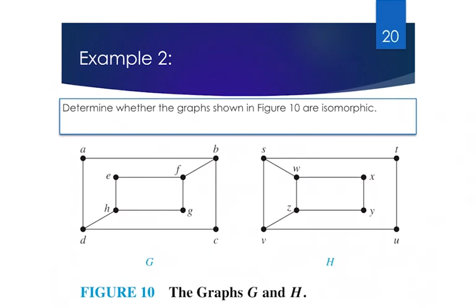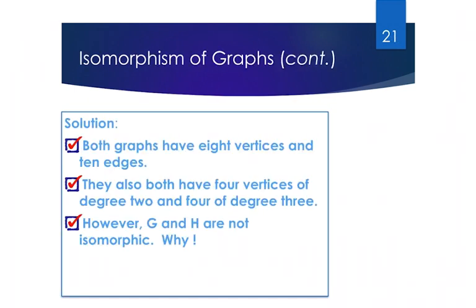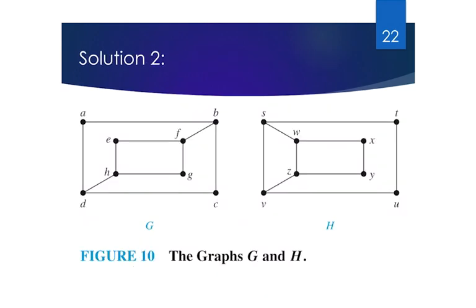A second example. Determine whether the graphs shown in figure 10 are isomorphic. You will find that both graphs have 8 vertices and 10 edges. They also both have 4 vertices of degree 2 and 4 vertices of degree 3. However, G and H are not isomorphic. I will explain why. The graphs G and H both have 8 vertices and 10 edges. They also have 4 vertices of degree 2 and 4 of degree 3. Because these invariants all agree, it is still conceivable that these graphs are isomorphic. However, G and H are not isomorphic.